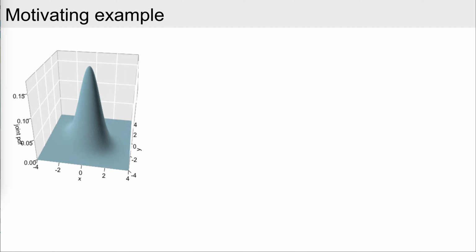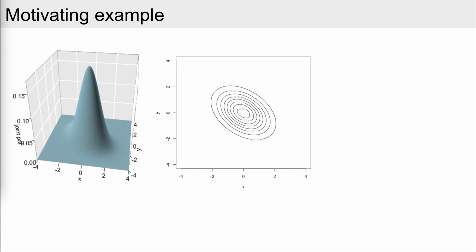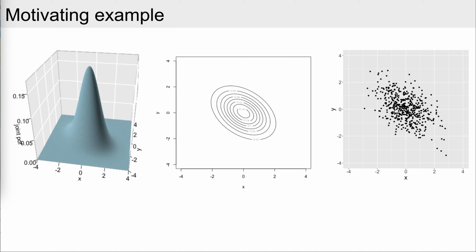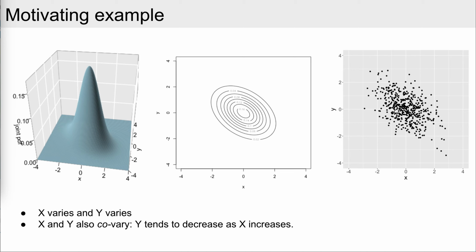Consider another example. In this case, the joint PDF of x and y, the corresponding contour plot, and a random sample of x and y values illustrate that x and y both vary between roughly -4 and 4, and x and y covary. Specifically, y tends to linearly decrease with x. That is, x and y are negatively correlated.